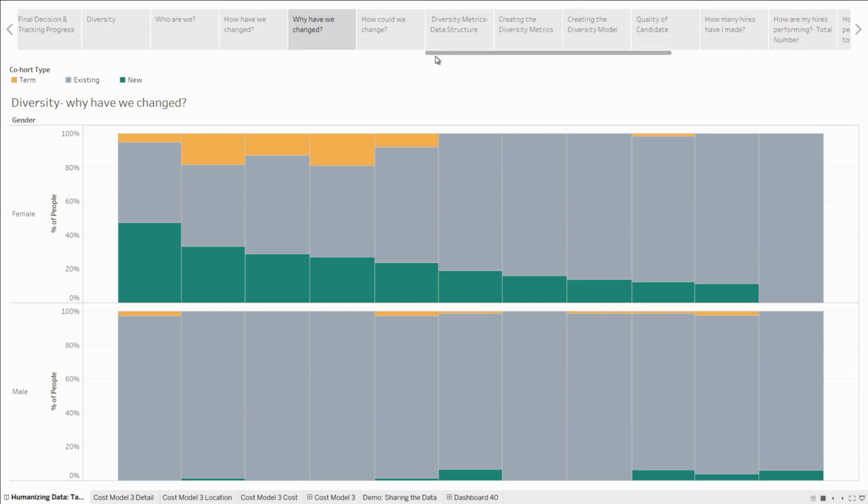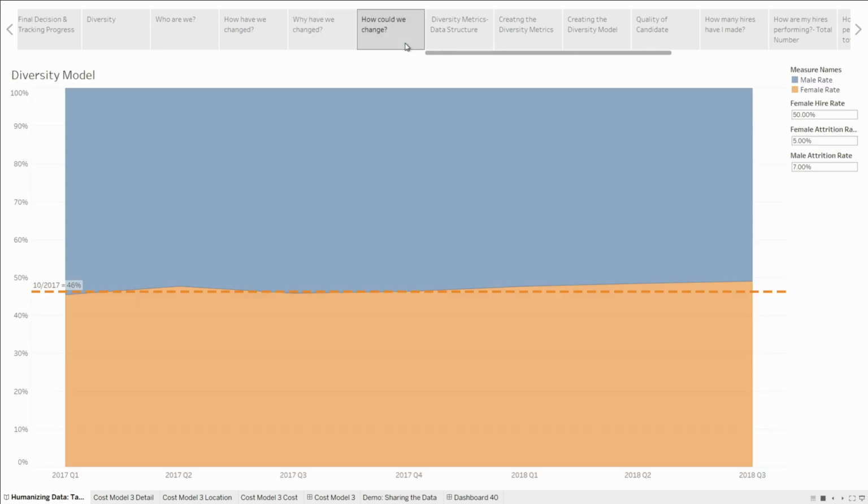Well, then the next question was, well, how could we change? Like, this is all historical, but either we want to set goals or we want to be strategic about how we could change, at least thoughtful about where we could go from here. So we built out what we call a diversity model, where we looked at female hire rate, female turnover rate, and male turnover rate. And these are all parameters here. And you can see here that currently we're at that 46% female. And this is right now just company-wide, but you could once again add that department filter or whatever else.